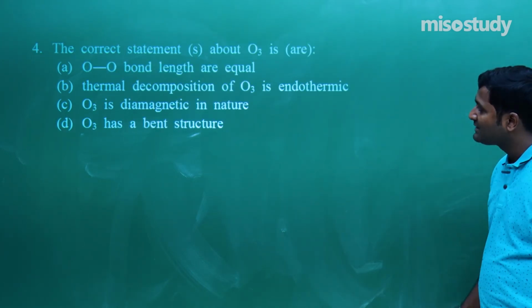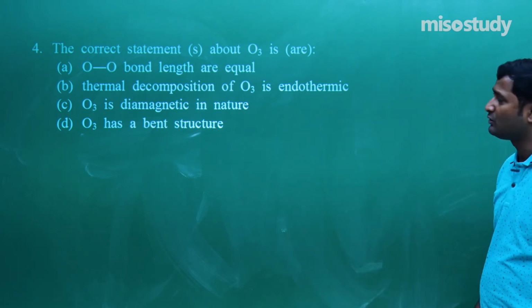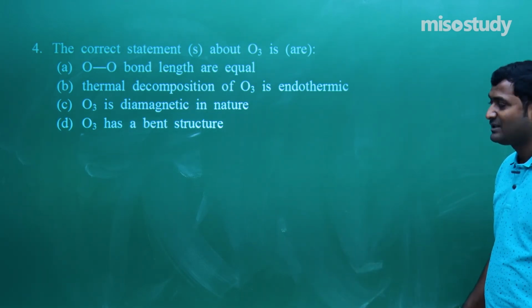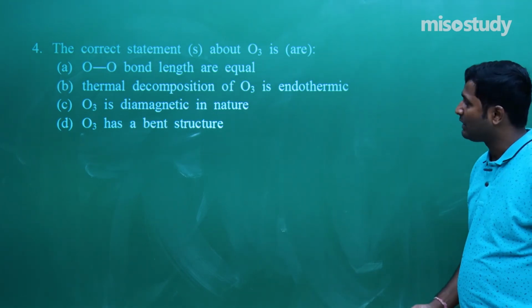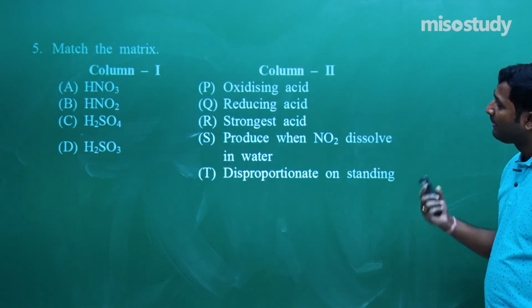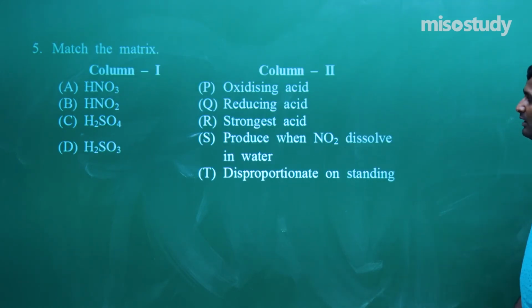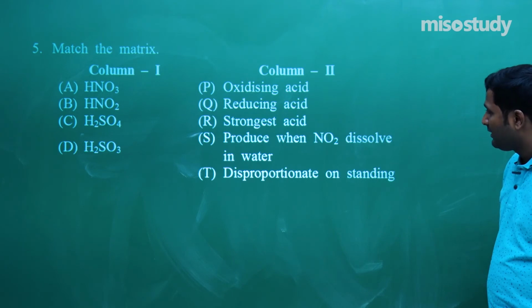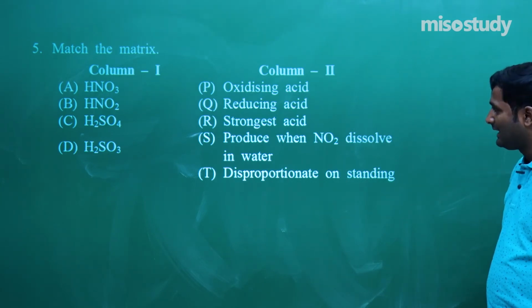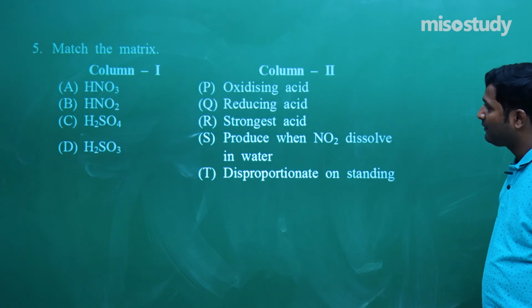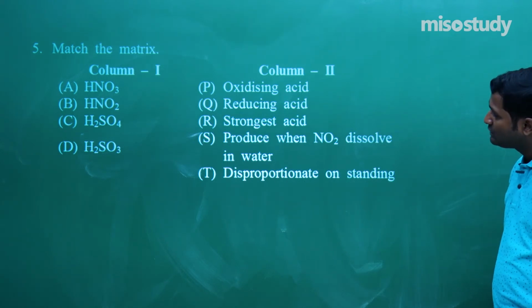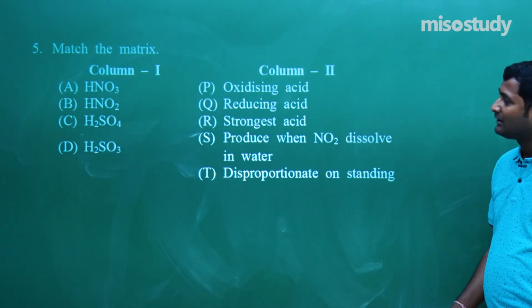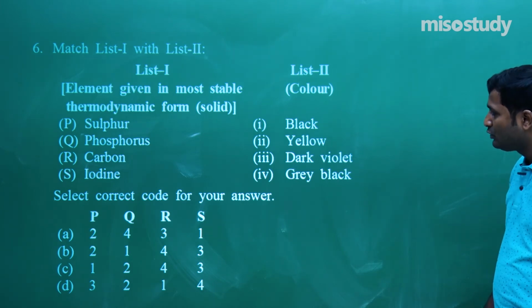For question number 4, as I told you, thermal decomposition is exothermic. Otherwise all options are correct. This is also a multiple choice question. A, C and D are the correct options. Check out the things again. Now for question number 5, as I told you, for HNO3 it is P, S and R. If we do not compare with H2SO4, for HNO2 it is P, Q, S and T. For H2SO4, P and R. For H2SO3, P and Q. Clear? As I told you, B is the correct option.